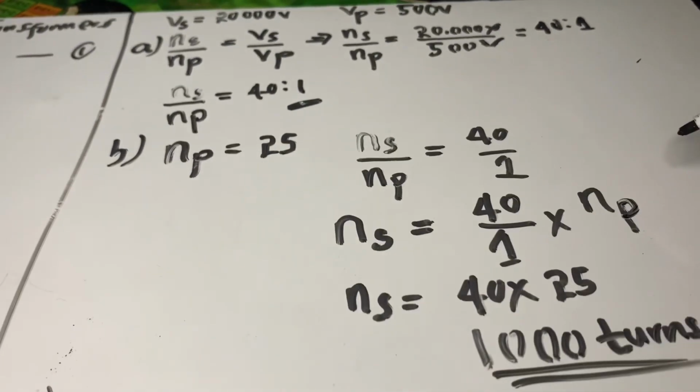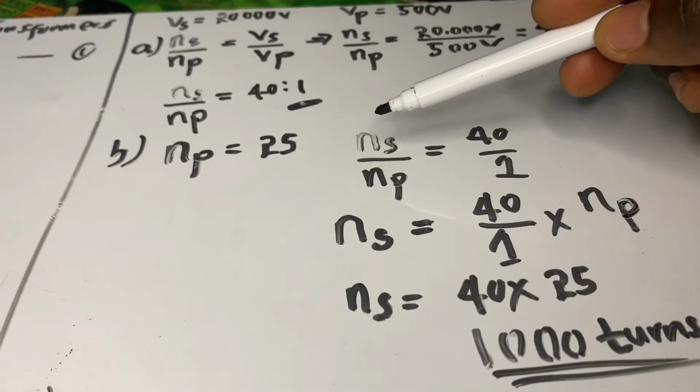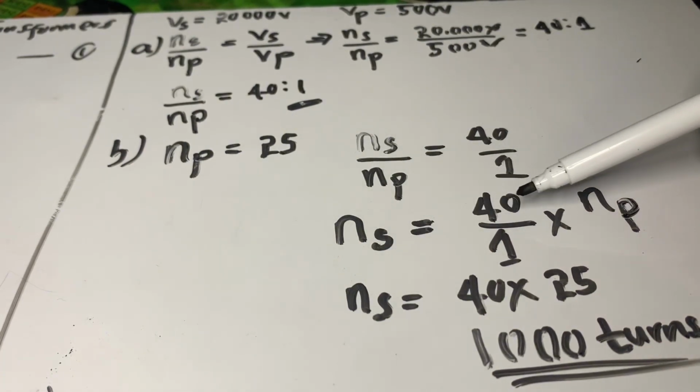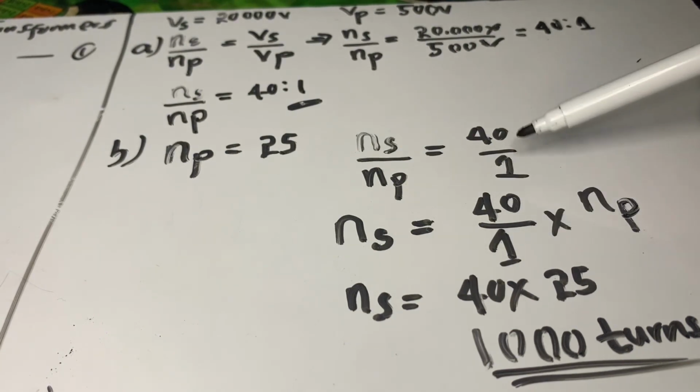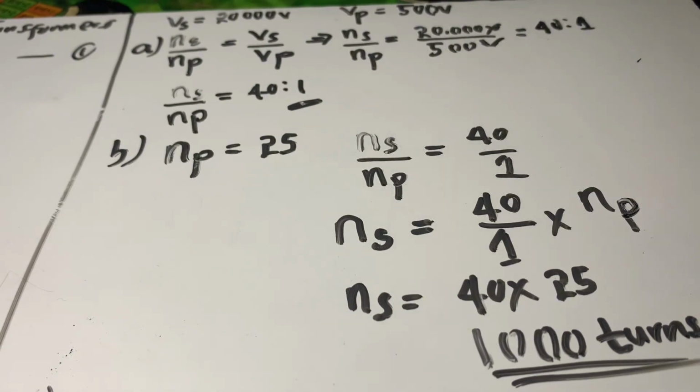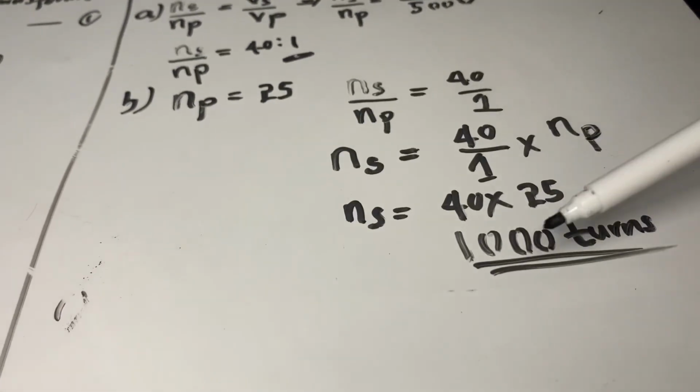You get it? So using this formula, if you want to find the number of turns on a secondary coil, then it's going to be the voltage ratio, that's 40:1. Since we have the ratio, we just have to equate it and multiply it by the number of turns on the primary coil. And we'll get the number of turns on the secondary coil to be 1,000 turns.